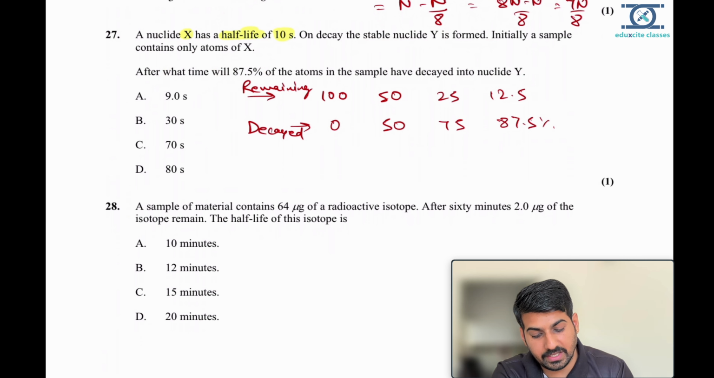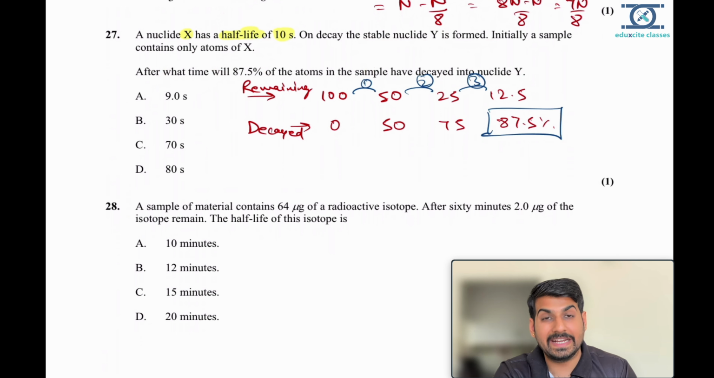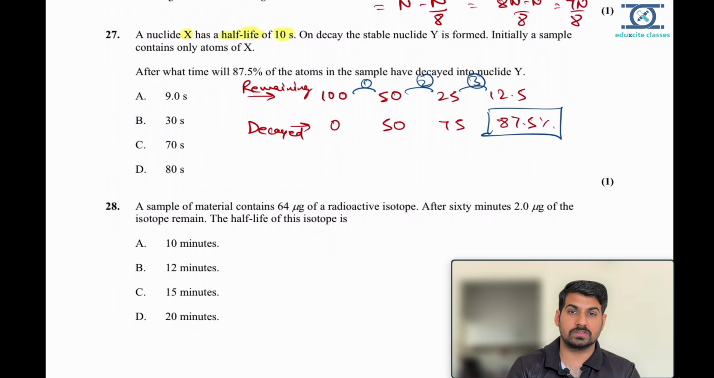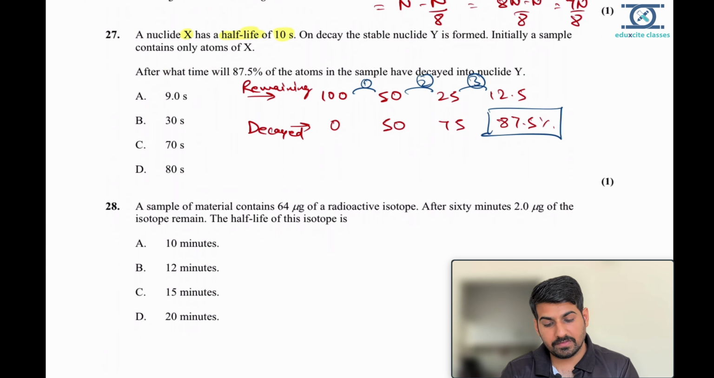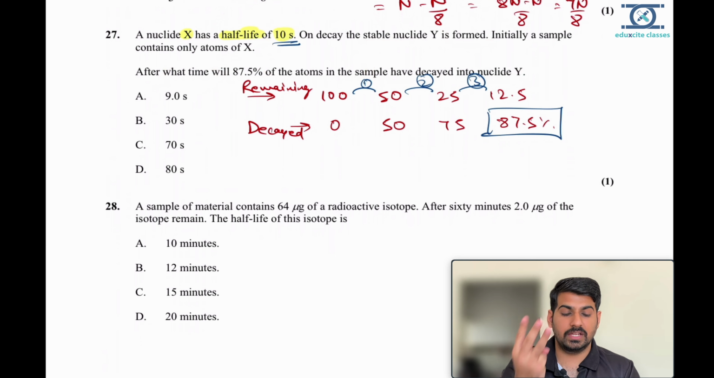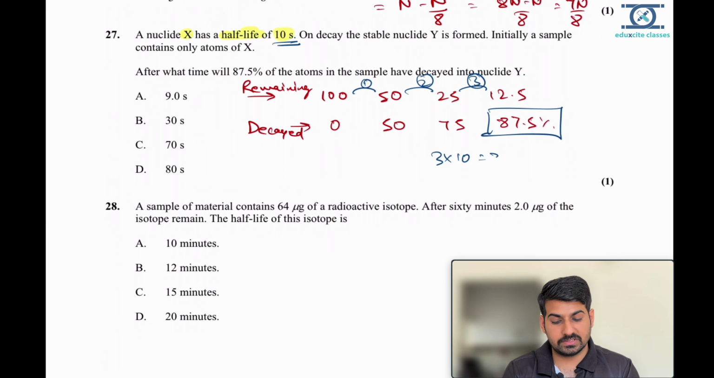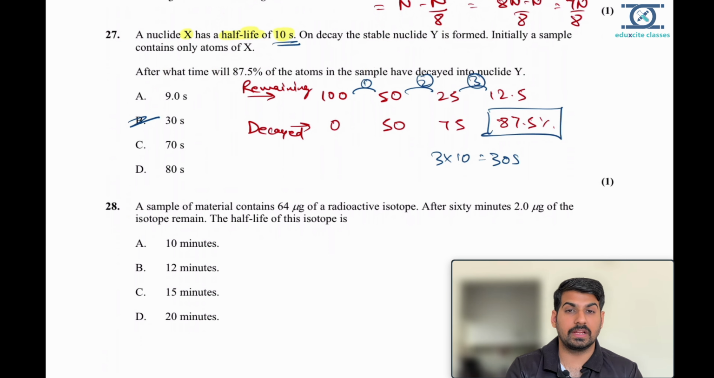This is the first half-life, this is the second, and this is the third. So 3 half-lives are needed to decay 87.5%. One half-life is equivalent to 10 seconds, so 3 half-lives will be 3 into 10, which is 30 seconds, option B. If you don't get it, you can reverse the video and watch it again. This is very important, guys.